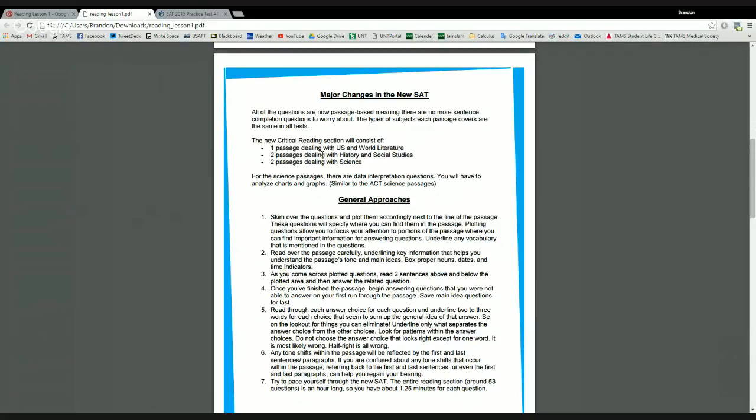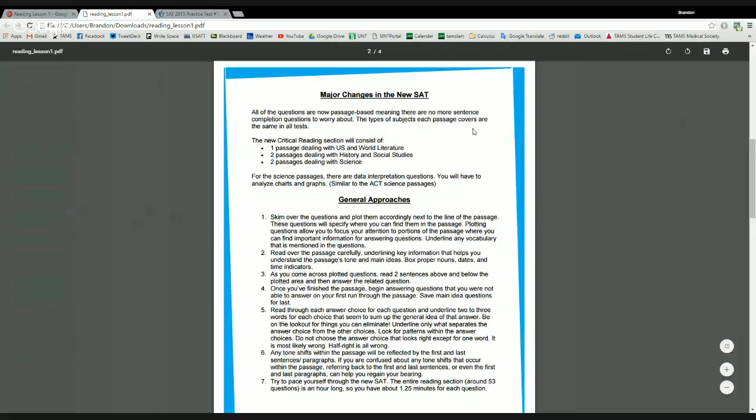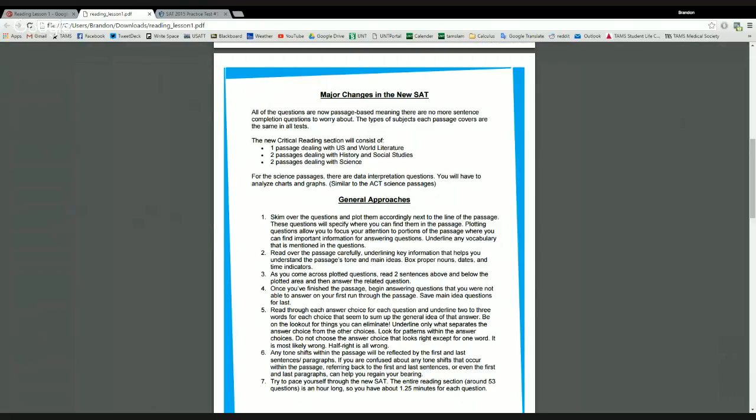It is 6 o'clock, and we are starting a new lesson on the reading passages. This is reading lesson one. First of all, we're going to talk about the major change to the new SAT. All the questions are now passage based, meaning that there are no more sentence completion questions to worry about. The type of subjects each passage covers are the same in all tests.